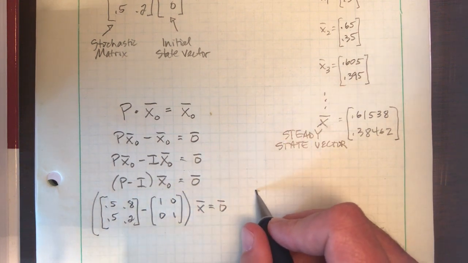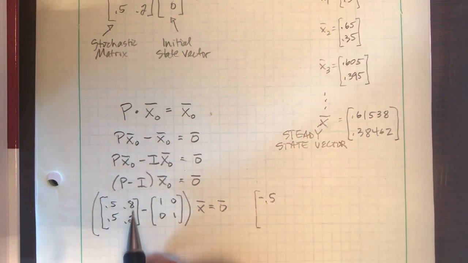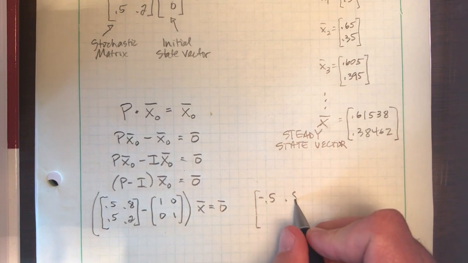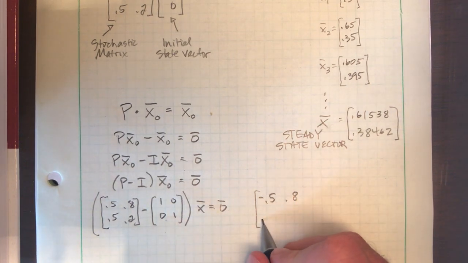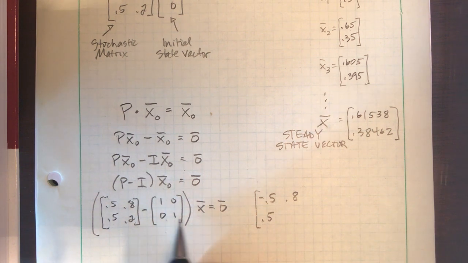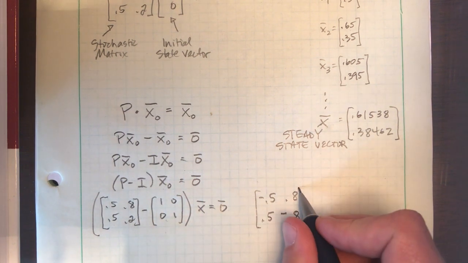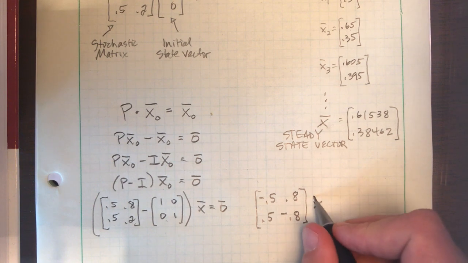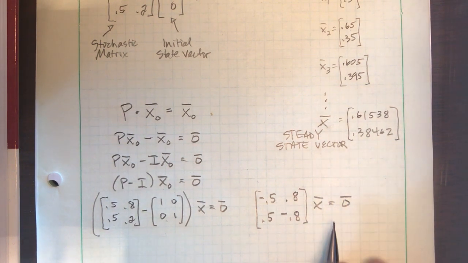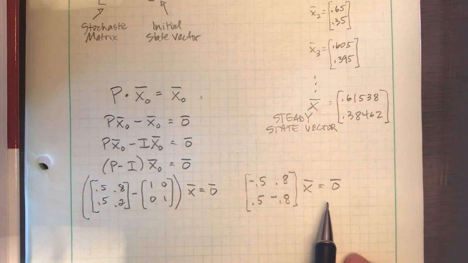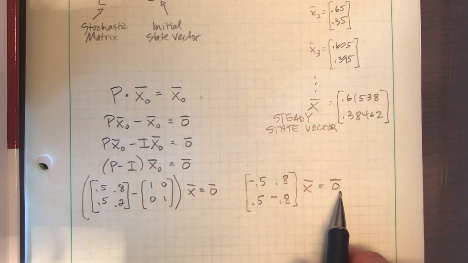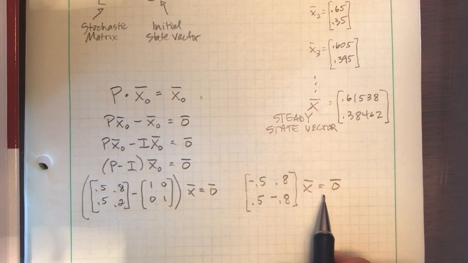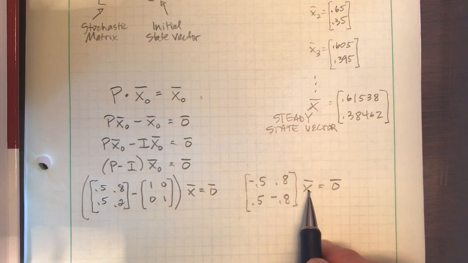0.5 minus 1 is negative 0.5. 0.8 minus 0 stays 0.8. 0.5 minus 0 stays 0.5. 0.2 minus 1 becomes negative 0.8. And here's the equation we're going to solve. This matrix equation is a homogeneous system. We know there's one solution, the trivial solution, but that's not interesting. Yes, if you always start with the 0 vector, you always end up with a 0 vector. I'm interested in something else.